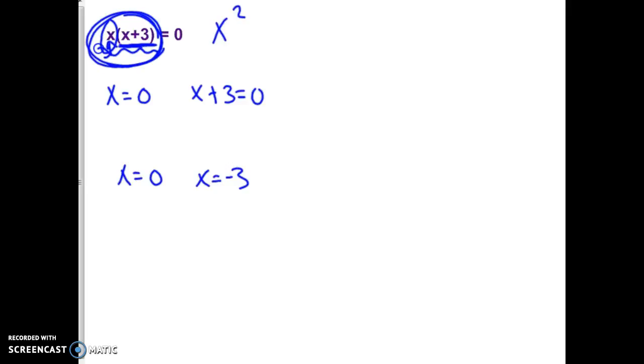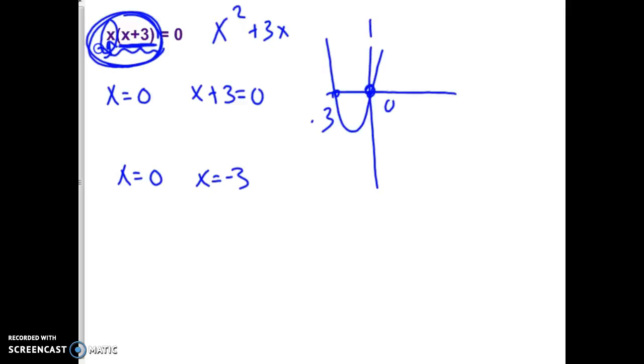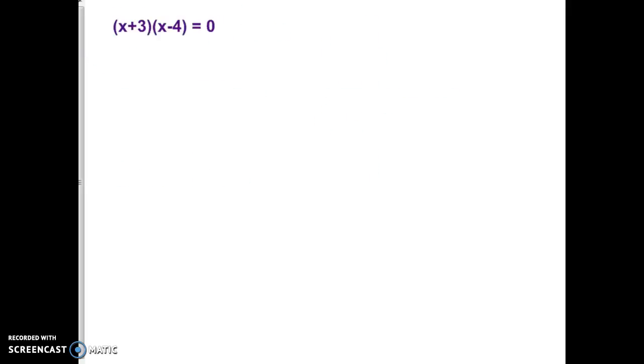Remember, if I distribute, this is a quadratic equation, and it happens to have x-intercepts at 0 and negative 3, and that is what it means to solve the equation. Anyways, that's just going back to your fireworks experience. So here, I could solve this. Again, it's in factored form already, and I would solve this equation. X is negative 3 and x is 4.